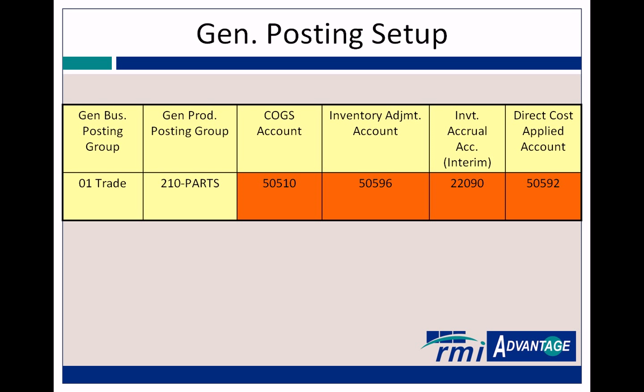And the combination of the business posting group with the product posting group is where the system assigns its GL accounts. Here I've created a simple table that shows some of the accounts that we would want to hit, including our cost of goods sold account, our inventory adjustment account, our inventory accrual account interim, and our direct cost applied account. The code set up in our general business posting group is, again, just a code that we have set up internally to classify the vendors and the customers that we do work with.